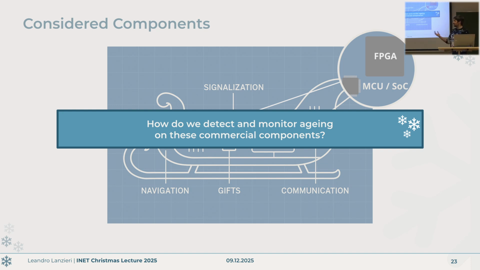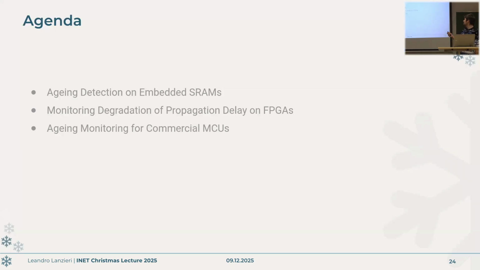That's cheaper, you know, we just order from DigiKey and build the Sleigh once every 100 years, so it's much easier. The three parts of the talk are focused on the following. How do we detect aging on static RAMs? Then we move to the FPGAs and see how the propagation delay changes over time. And finally, we see how we can detect aging on microcontrollers, not on the SRAM, but directly on the core and the execution part.